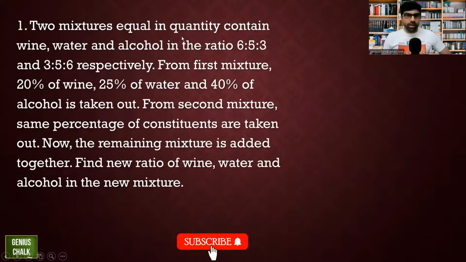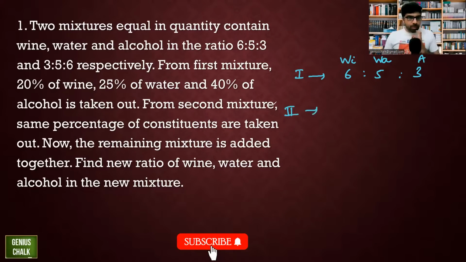Two mixtures equal in quantity contain wine, water, and alcohol in the ratio 6:5:3. Okay, but we have two mixtures. The first has 6:5:3, and this is wine, this is water, and this is alcohol. The second mixture has 3:5:6. Right. Now, from the first mixture, and they should be equal in quantity.